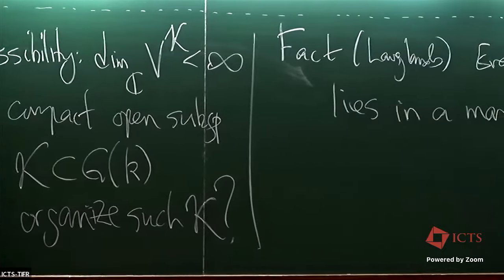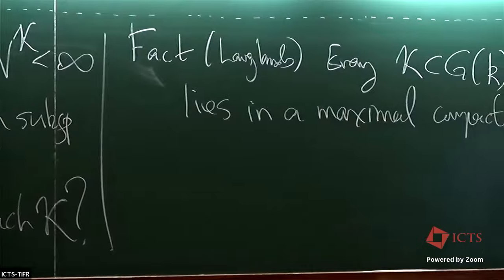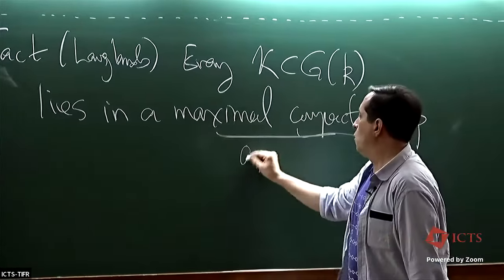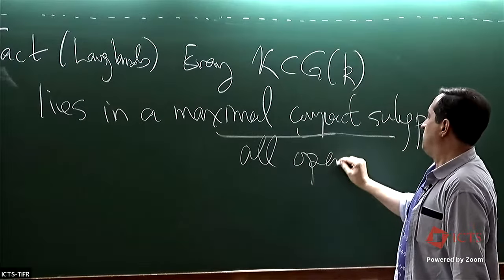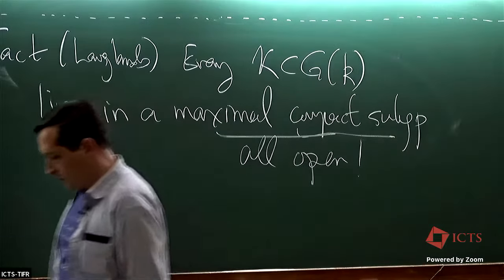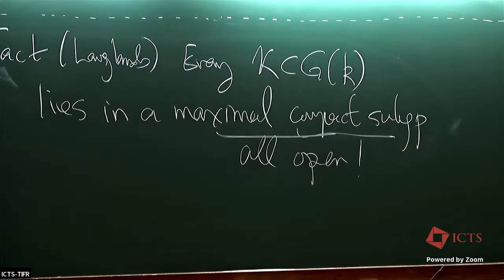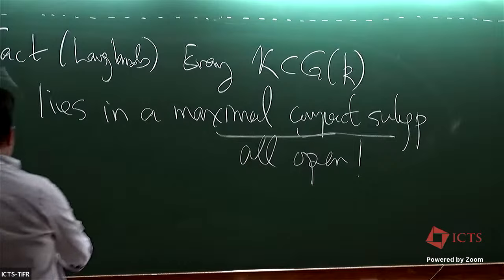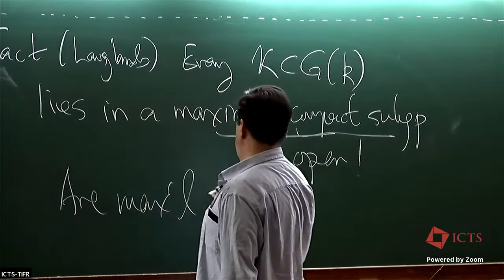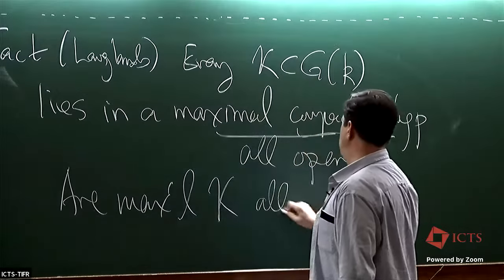a maximal compact subgroup. And these guys are all open. Okay? So that's nice. So every compact subgroup lives inside of a maximal compact open subgroup. And so we could ask, can we describe these possibilities? So for instance, are the maximal K all conjugate?